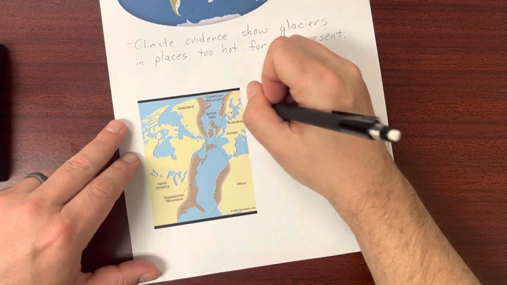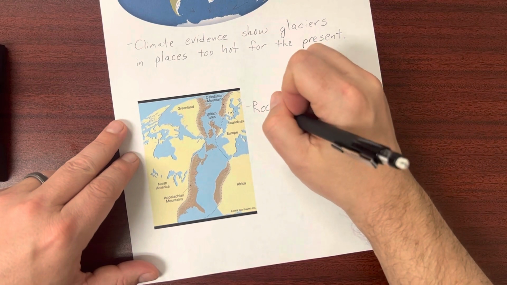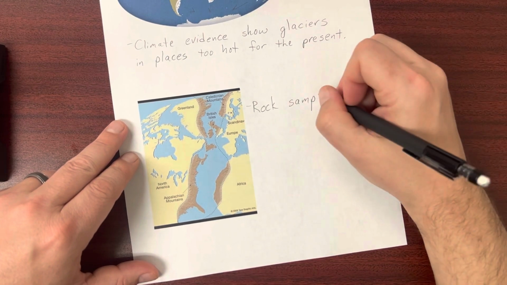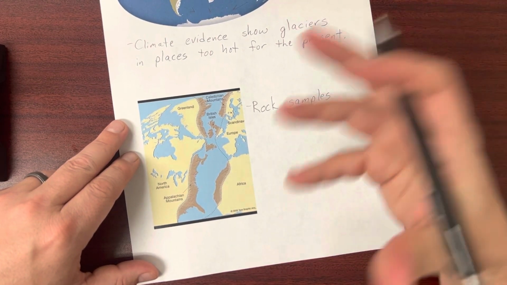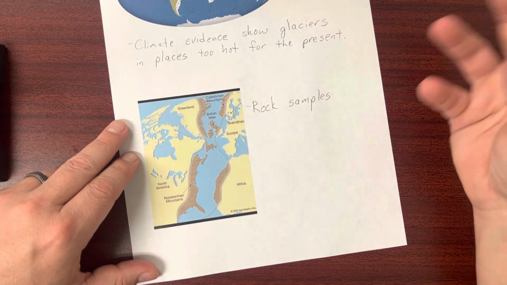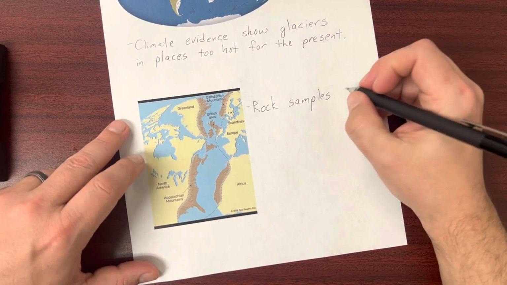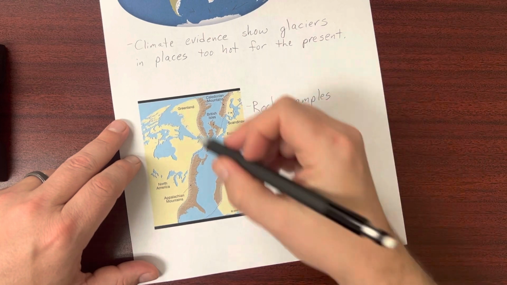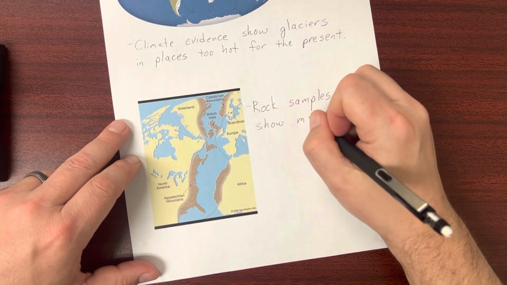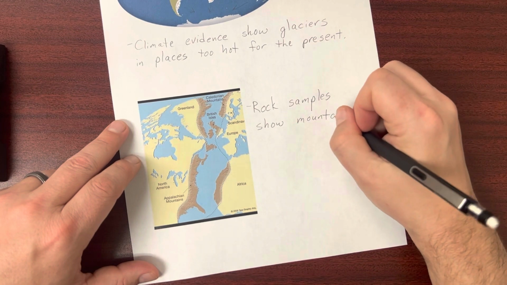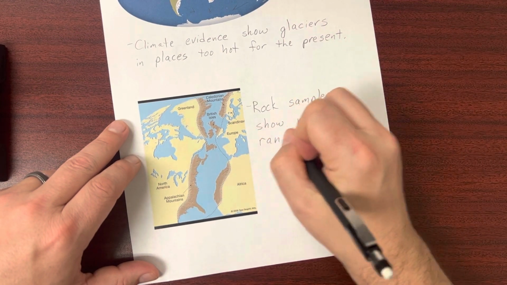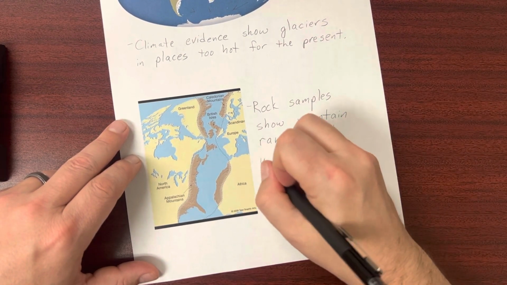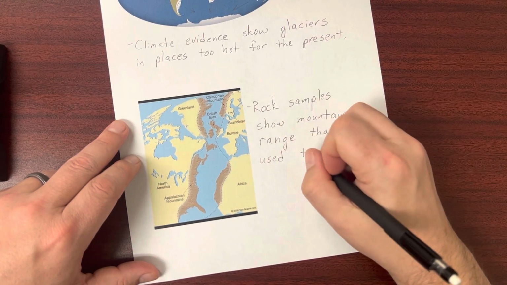All right, more rock sample evidence. This is looking at rock types, and we can tell by looking at samples of rocks if one rock in one location is the same as another rock maybe 100 miles away. So we started looking at rock samples in various mountain ranges. And many of these mountains that are separated now by oceans, they're on different continents. Once you actually examine the rock composition, it's shown that they were once part of the same connected mountain range.